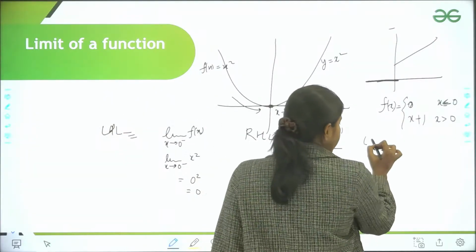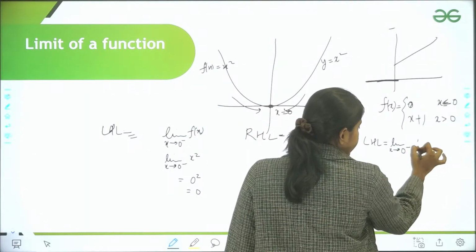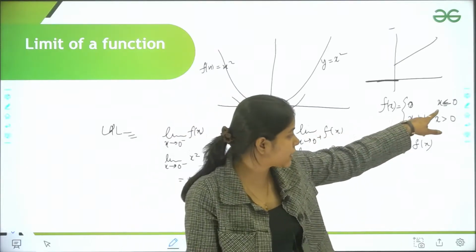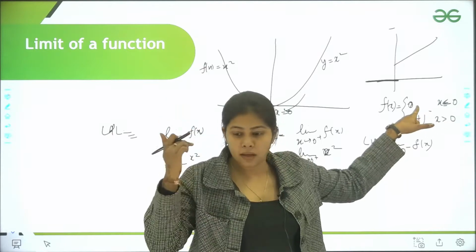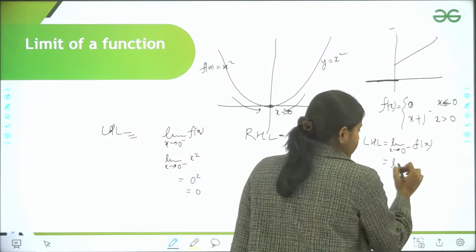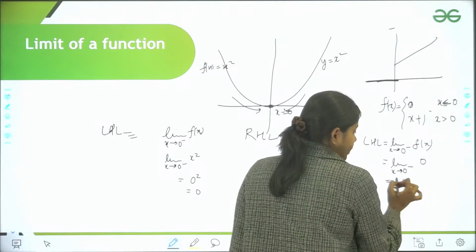Left hand limit would be limit x tending to 0 negative f(x). Now I am trying to approach x equal to 0 from the left hand side, and on the left hand side of 0, we have the function 0. So I can write limit x tending to 0 negative, that is 0. So we'll get the limit 0.